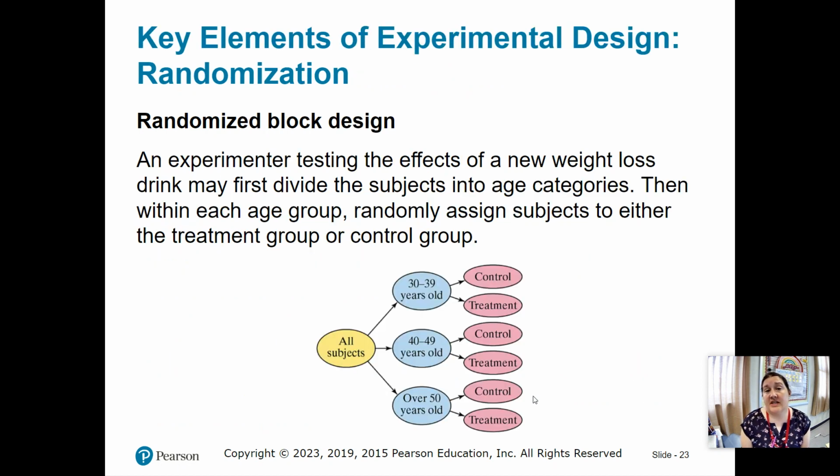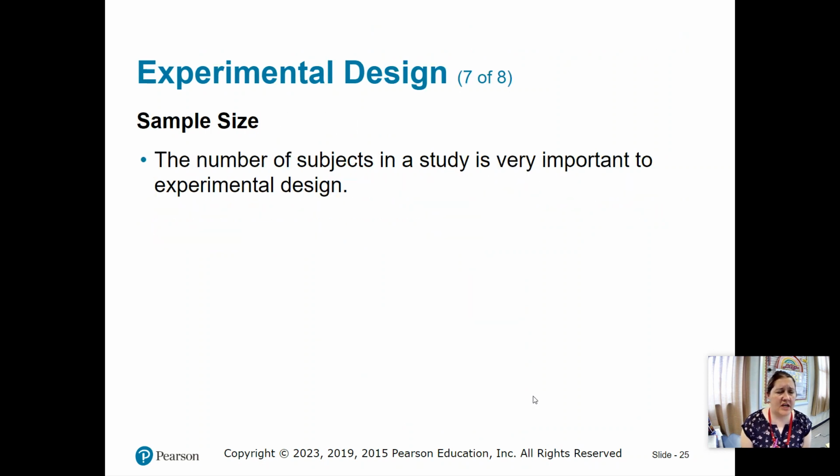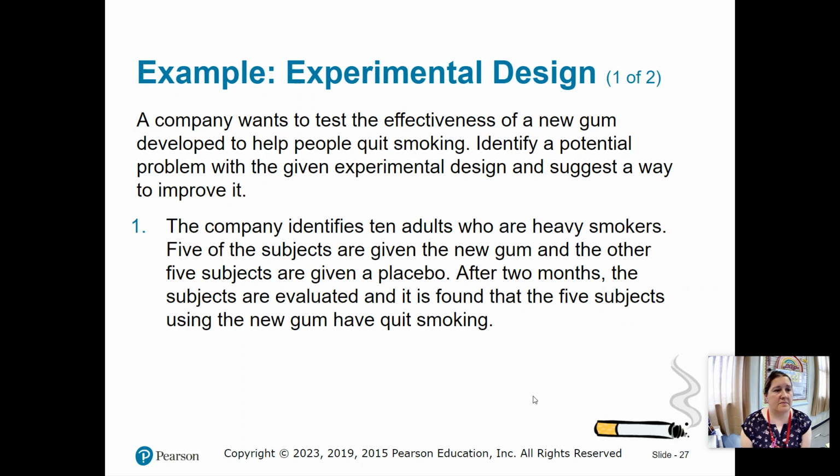A randomized block design is where you create blocks and then have a control and a treatment within each block, just like you see here. Matched pairs, we don't really use too often, but sample size is extremely important. How many subjects are you going to have? Replication, you want to repeat a process over and over, so that you have reliable results.